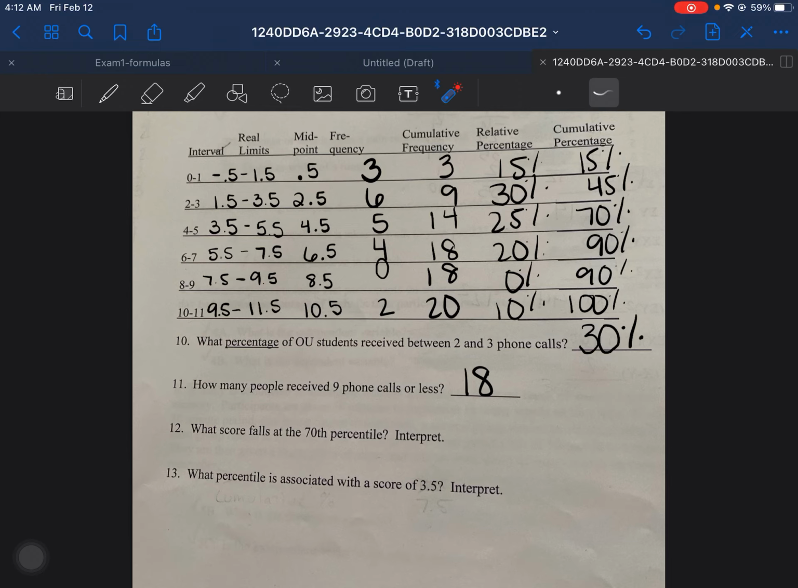This one asks what score falls at the 70th percentile. Now, this is what I just mentioned about using the cumulative percentile instead of the relative percentile, because the cumulative percentage relates to the percentile. I keep saying percentile instead of percentage. The cumulative percentage relates to the percentile because the 70th percentile means that you scored at or above 70% of people. So for this problem, it would be you got the same amount or more phone calls than 70% of the people surveyed. That's why we're going to use this row right here for that problem.